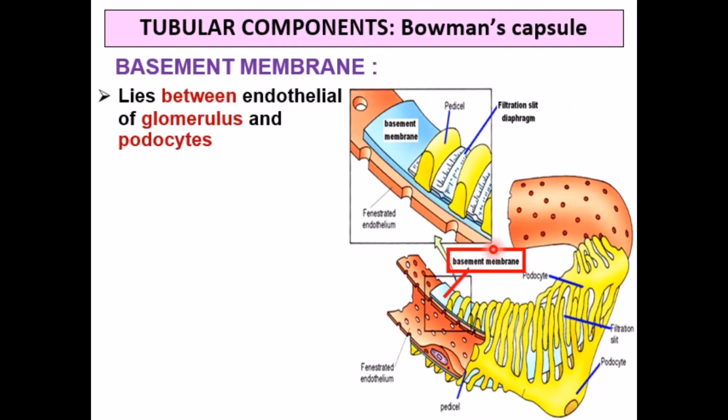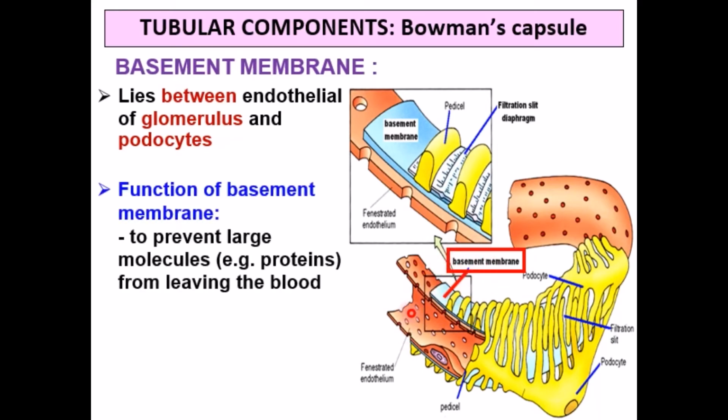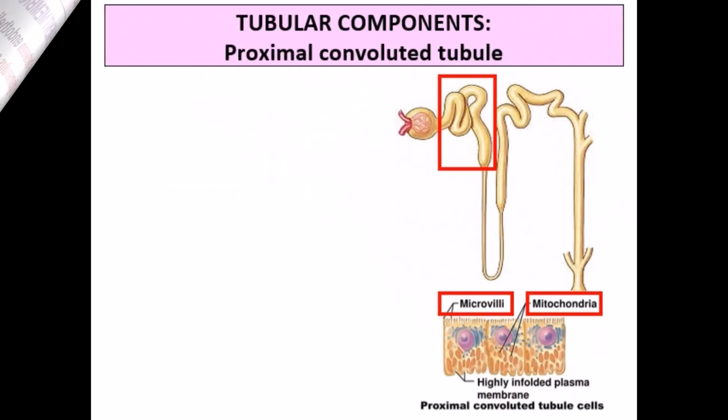Basement membrane. The layer lies between the endothelial cells of the glomerulus and the podocytes. It functions to prevent large molecules such as proteins and blood cells from leaving the blood. The second structure of the tubular components is the proximal convoluted tubule.